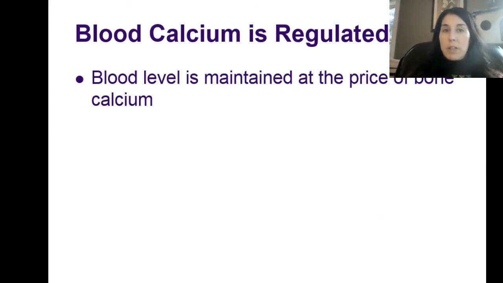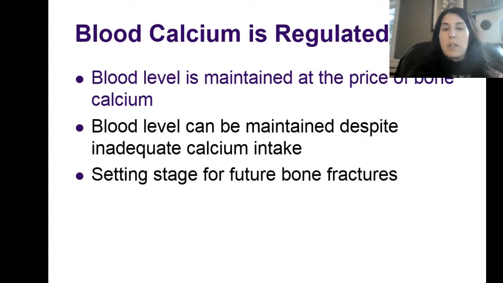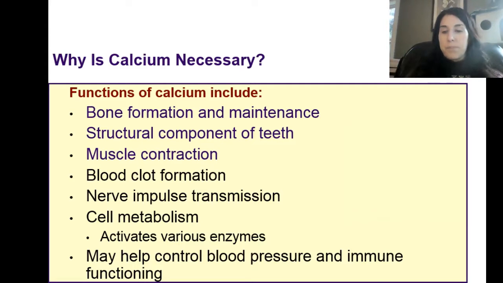So how do you regulate calcium? Because again, you don't want to be hypercalcemic, or have low levels of calcium, because you'll have issues with cardiac and skeletal muscles. Blood levels are maintained at the price of bone. So bone basically is your bank for your calcium. If you've got some extra calcium, you'll store it in the bank of bone. And if you need some, you're going to rob the bank to increase those serum calcium levels. Even if you have inadequate calcium intake, you're going to rob bones for the calcium. And that's obviously going to set the stage for things like osteoporosis and fractures.